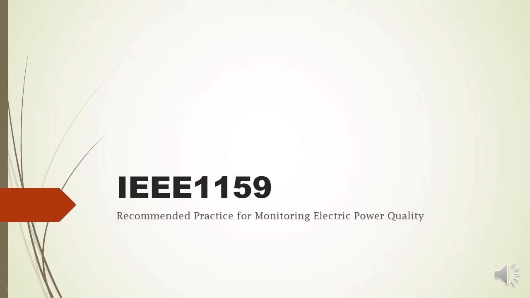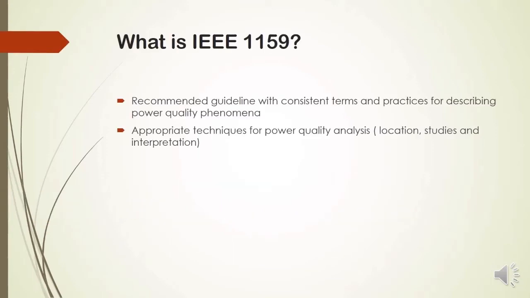Today my group will discuss about the IEEE 1159, which is recommended practice for monitoring electric power quality. First of all, what is IEEE 1159? IEEE 1159 is a recommended guideline that provides the user with a consistent set of terms, definitions and practice for describing power quality phenomena. This includes the appropriate technique for power quality analysis, for example, the monitoring location, the appropriate studies, and appropriate interpretation of the power quality phenomena.